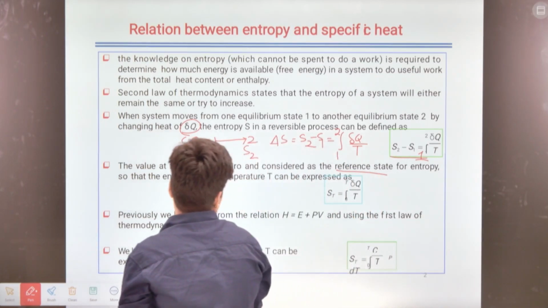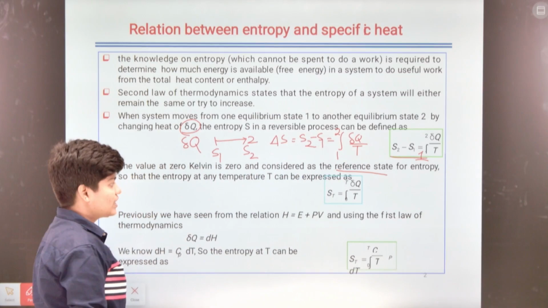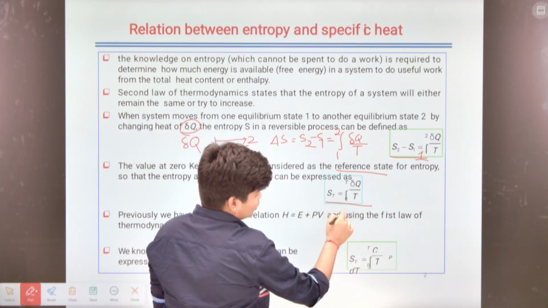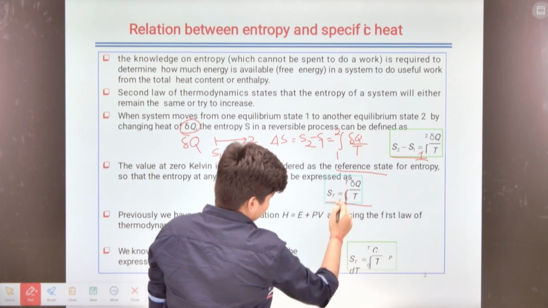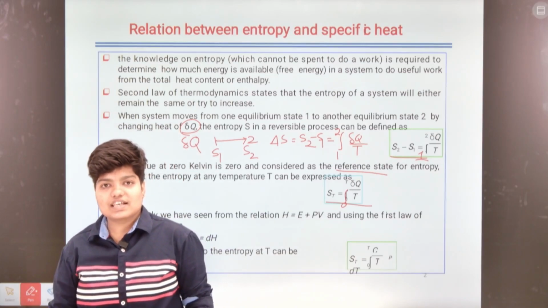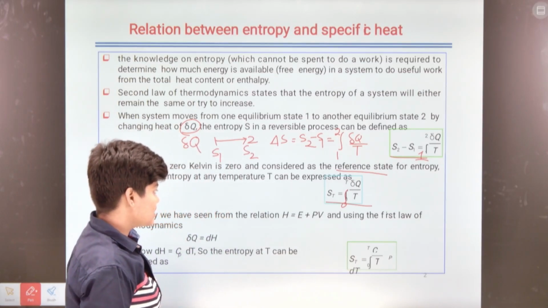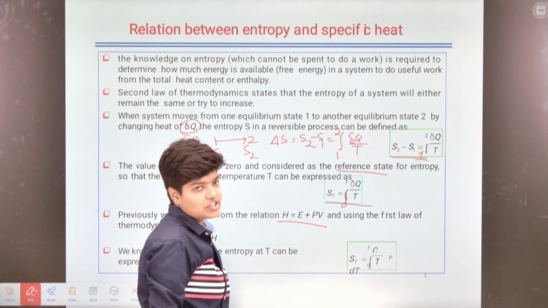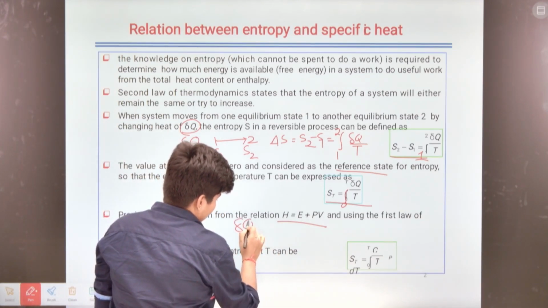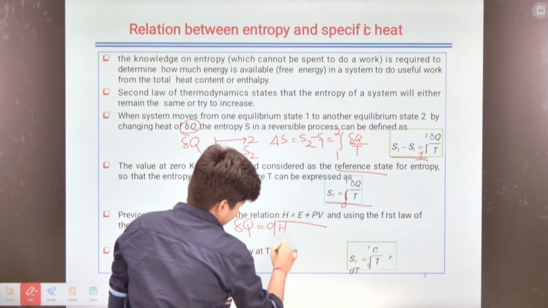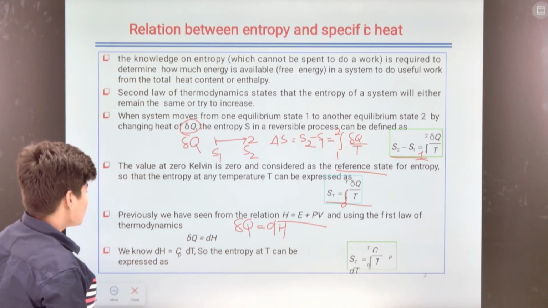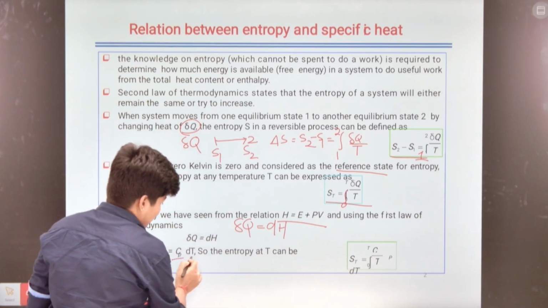So the entropy at any temperature, that is St, we can calculate by using this formula. St is equal to the integration of del Q by T from 0 to T. Previously, from the last class, we know the relation that enthalpy is equal to E plus PV, and by deriving we got del Q is equal to dH at constant pressure. Also dH is equal to Cp dT.